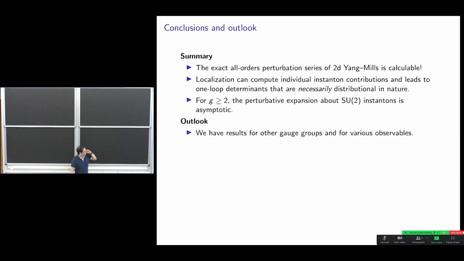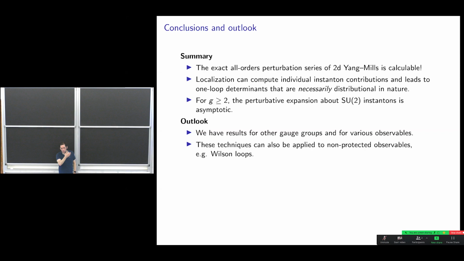And now some outlook. So I presented results for SU2, and that's what you get in the paper. But we have results for other groups like SO3, and we are in the process of computing U2. So this procedure can be generalized. And also to observables. We have the results for homological Wilson loops and correlators of Wilson loops wrapping non-trivial cycles. In fact, this technique can apply to non-protected observables, and Wilson loops are an example of non-protected observables. So you can go beyond what you can get with localization.